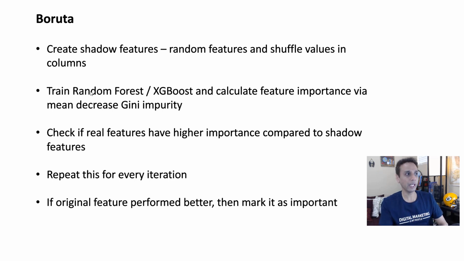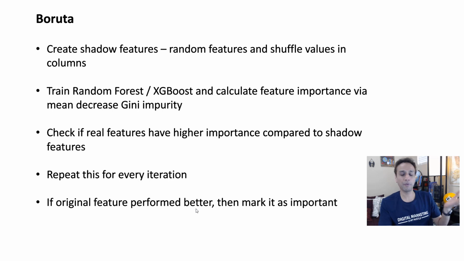So that's the information you get from these tree-based algorithms, and that's exactly why you can calculate the feature importance, okay? It checks if real features have higher importance compared to the shadow features. All we're doing is creating shadow features, running random forest or XGBoost, and then checking if real features have higher importance compared to these shadow features, and repeating this for multiple iterations.